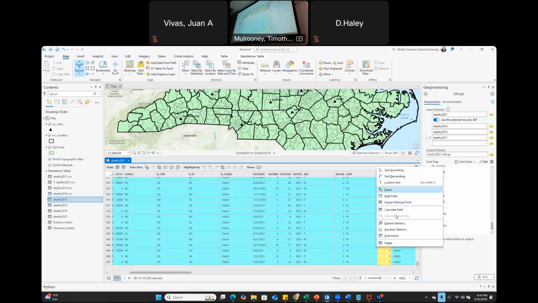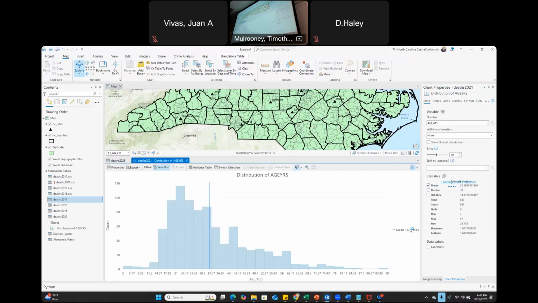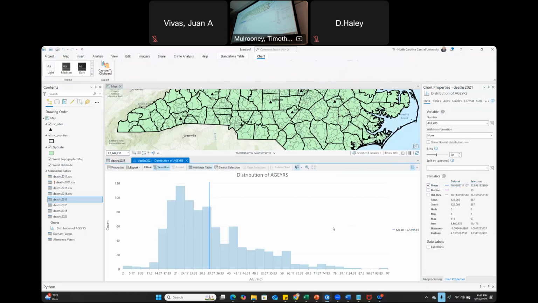But I can right mouse click and I can do, I swear, there's statistics, right? Explore statistics, visualize. Yeah, there we go. So here's a normal distribution. Remember, I keep harping on this normal distribution curve, but look what we have here. The average age at which people die of a firearm in North Carolina displays a what? Normal distribution.